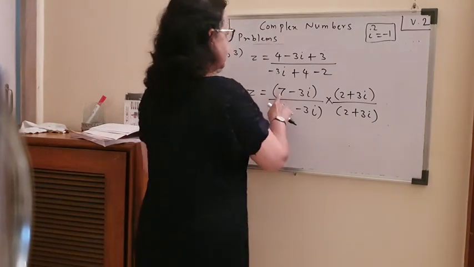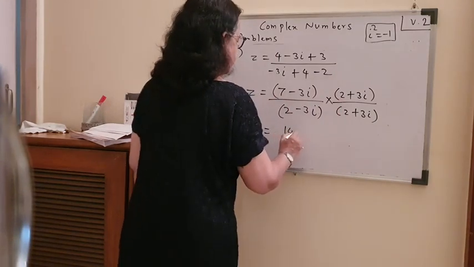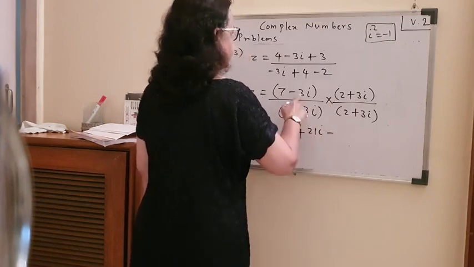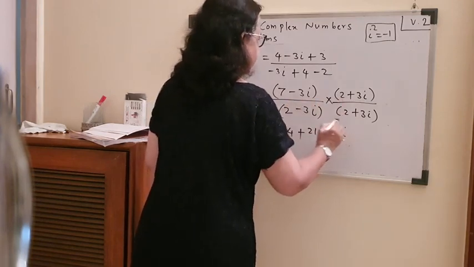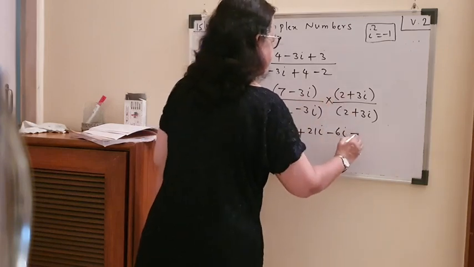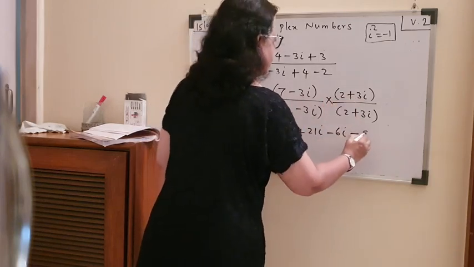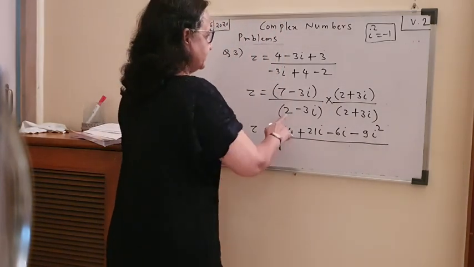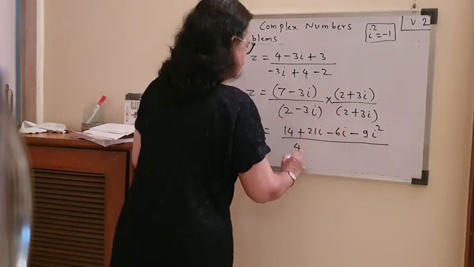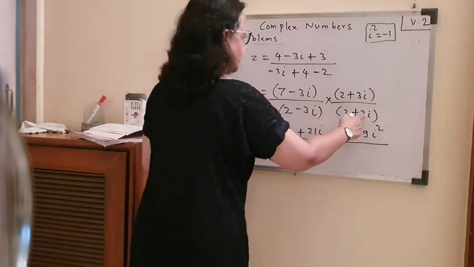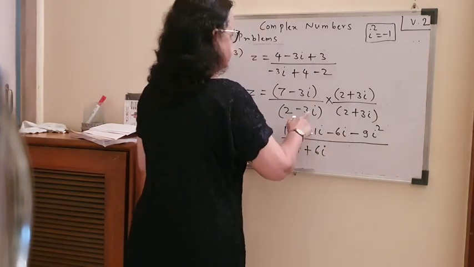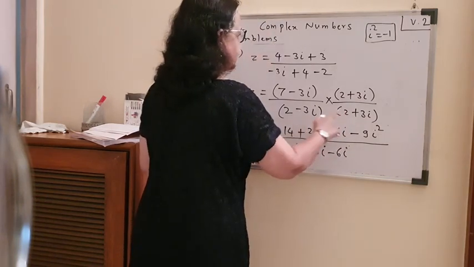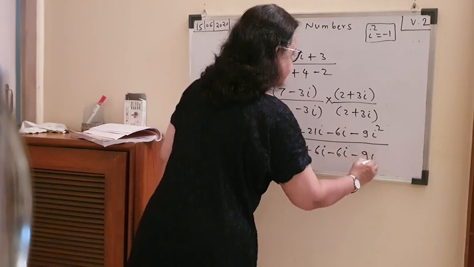So what do you get z as? Open the numerator. 7 into 2, 14, plus 7 into 3i, 21i, minus 3i into 2, 6i, and minus into minus 3i into 3i, that is 9i squared. Down, turn by turn, 2 into 2, that is 4, plus 2 into 3i, 6i, minus 3i into 2, minus 6i, and minus into plus, minus 9i squared.